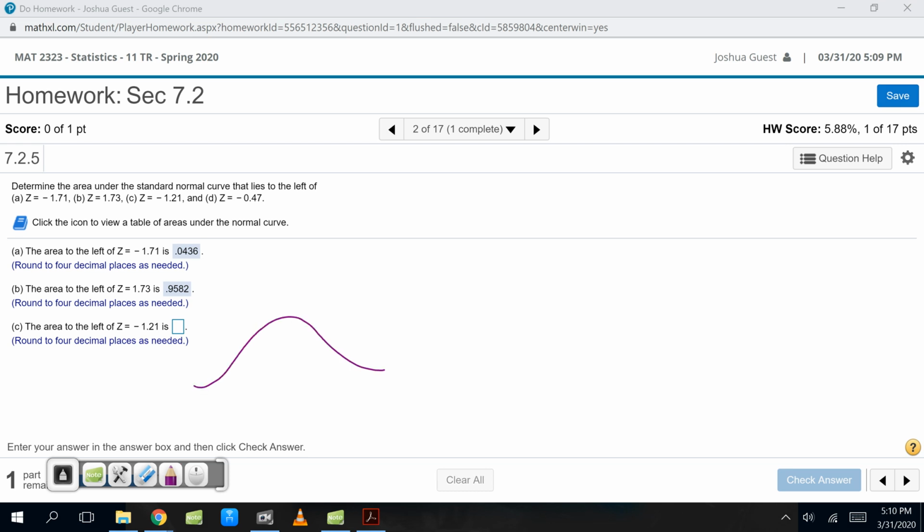The area under the curve to the left of this. So we're going to have the curve again. This is mu right here, right? And z is negative 1.21. That's over here, and the left of it is over here. So is that going to be greater than 0.5 or less than 0.5, right? Everything over here is 0.5, so it's less than that. So we need to look it up on the table.